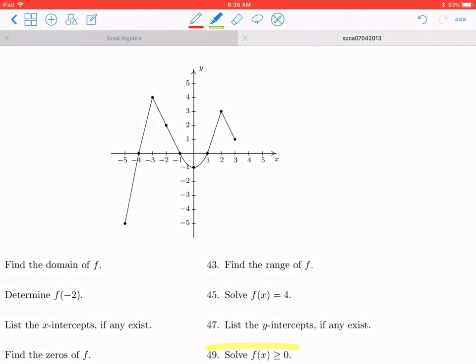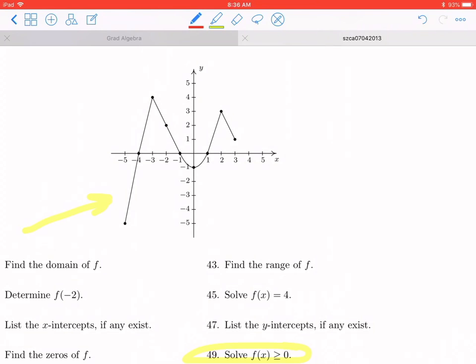Number 49 down below says, solve for f of x is bigger than or equal to 0. And the function they give you is in terms of this graph right here. There's this function as a graph, and you're asked to solve f of x bigger than or equal to 0.